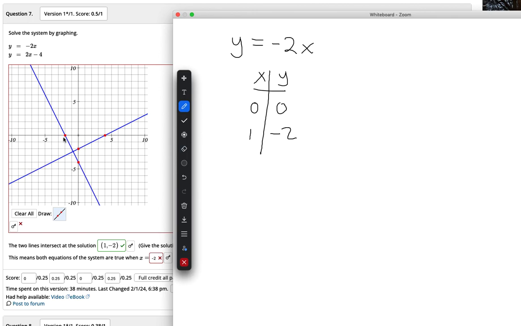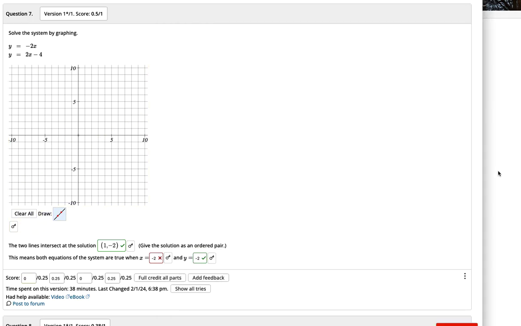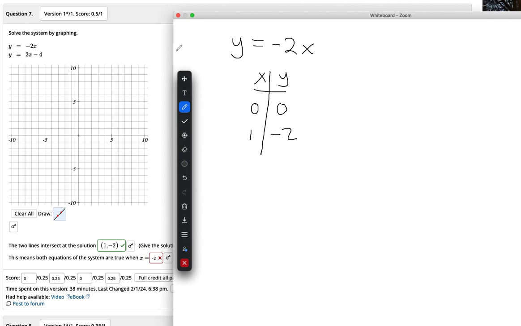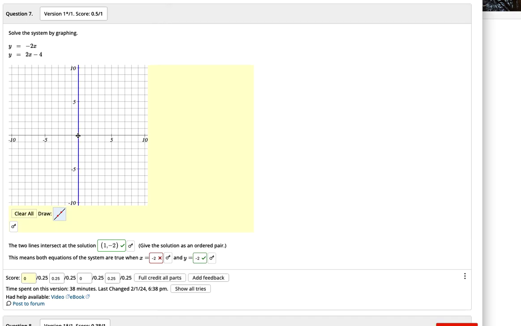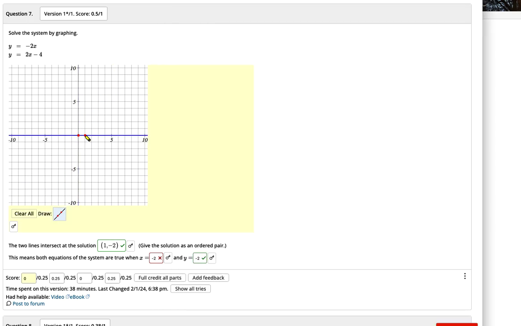And so what that would do is, I'm going to clear this so that I can draw on it. So we're going through 0, 0, which would be right there. And then our other point was 1, negative 2. So x is 1, y is negative 2. So that would be this top one.